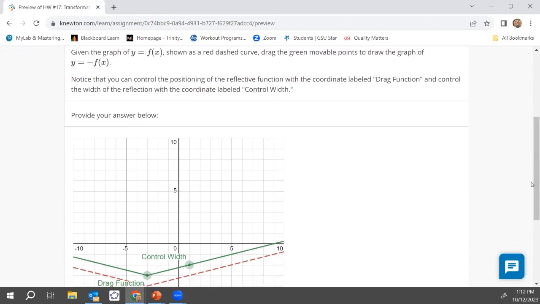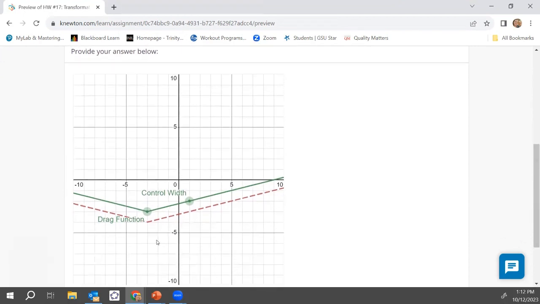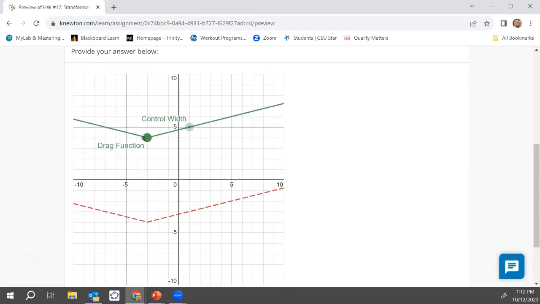Next one, if I have, let's see, the original is red. We need to move the green. So a negative in front means we're going to flip over the x-axis. So all I need to do is flip these points over the x-axis. So instead of being at 1, 2, 3, negative 3, 1, 2, 3, negative 4, I'm going to be at negative 3, positive 4.